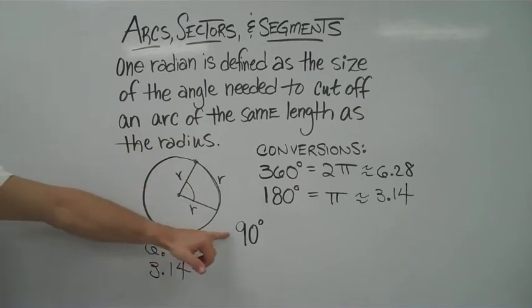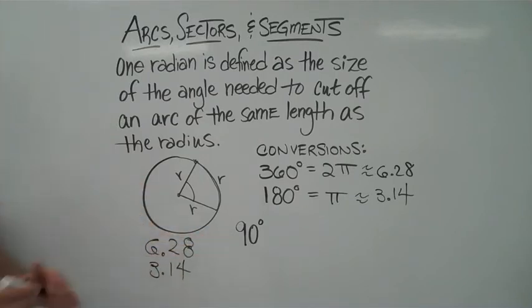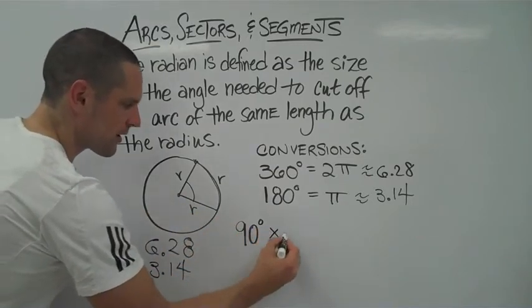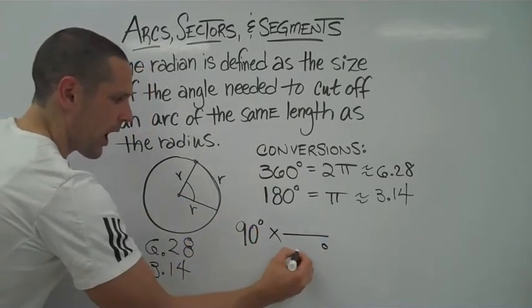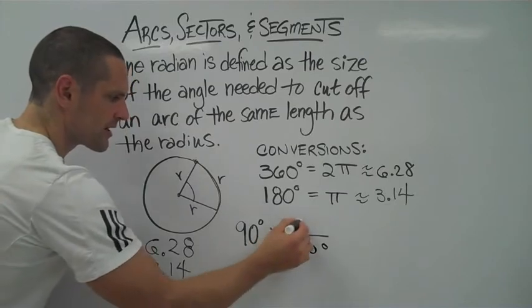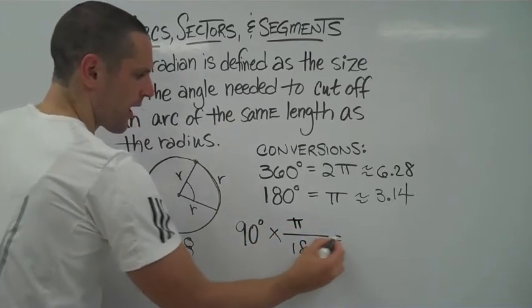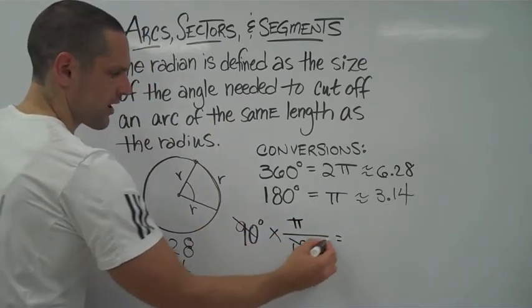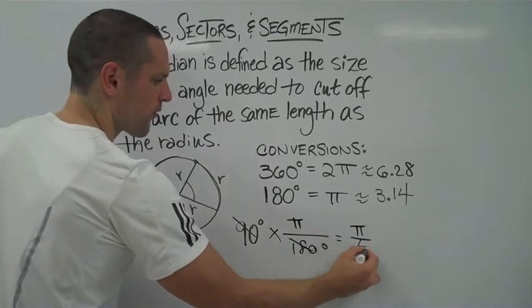Well, let's do some conversions. How do I convert 90 degrees into radians? I'm given degrees, so I put degrees on the bottom. I know 180 degrees is the same as pi, so when I cancel and cancel, I'm going to get pi over 4.